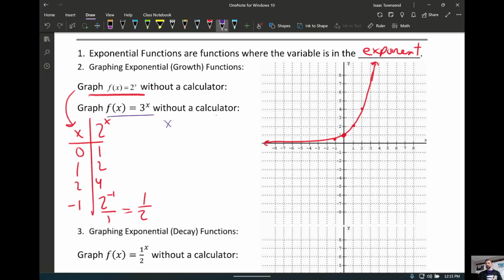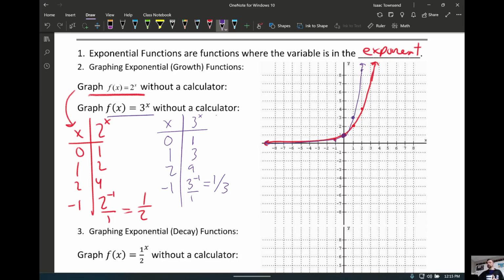Whereas 3 to the x is going to have a lot of similarities, because 3 to the 0 is still 1. Anything to the 0 power is 1. 3 to the first would be 3. 3 squared would be 9. How about 3 to the negative 1? What would that be? 1/3. Good. 1/3. An exponent of negative 1 in the numerator is the same thing as an exponent of positive 1 in the denominator. And you could do more points to the left as well.